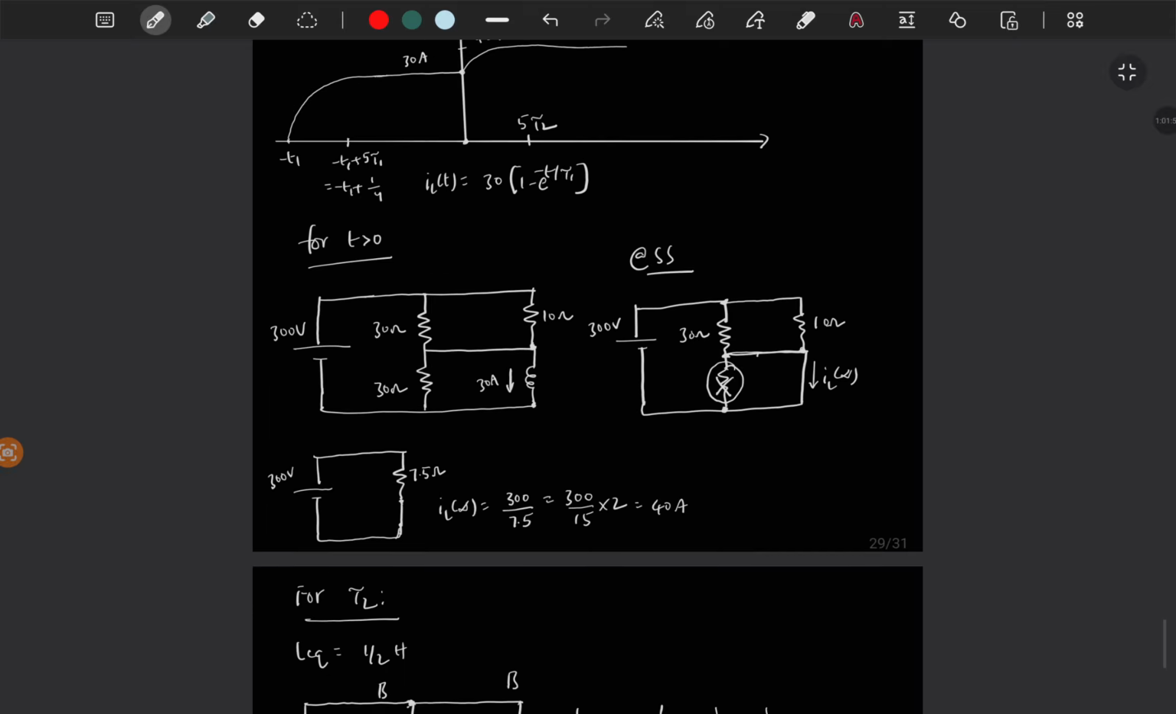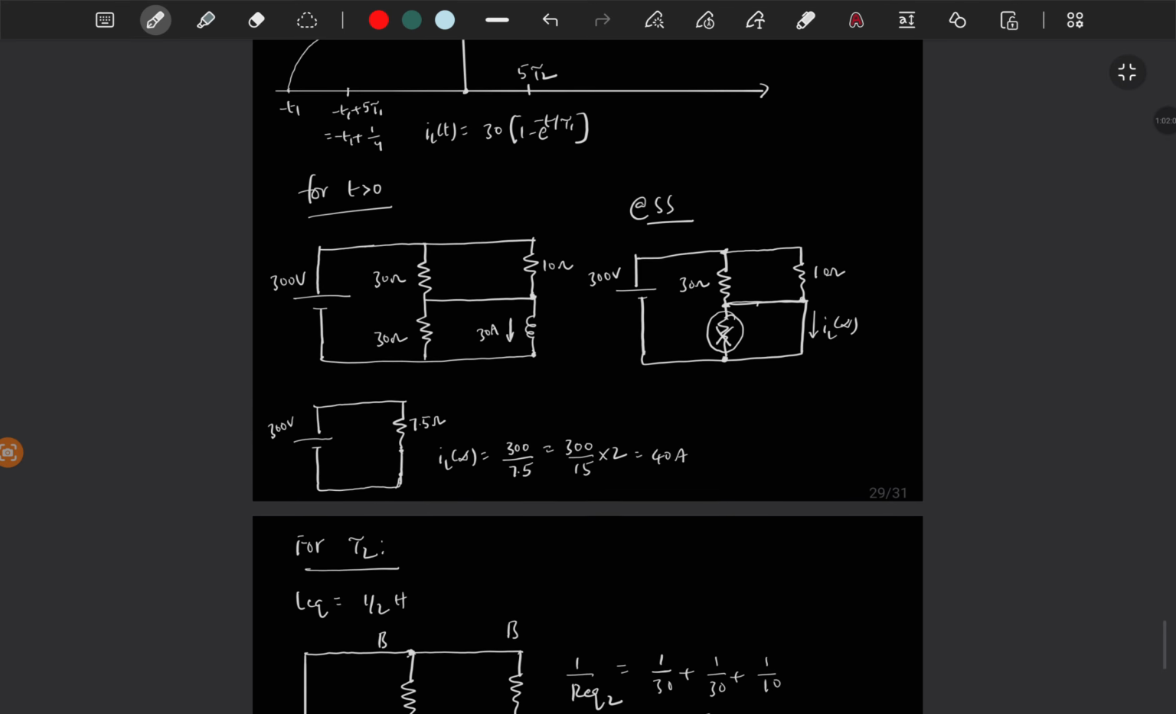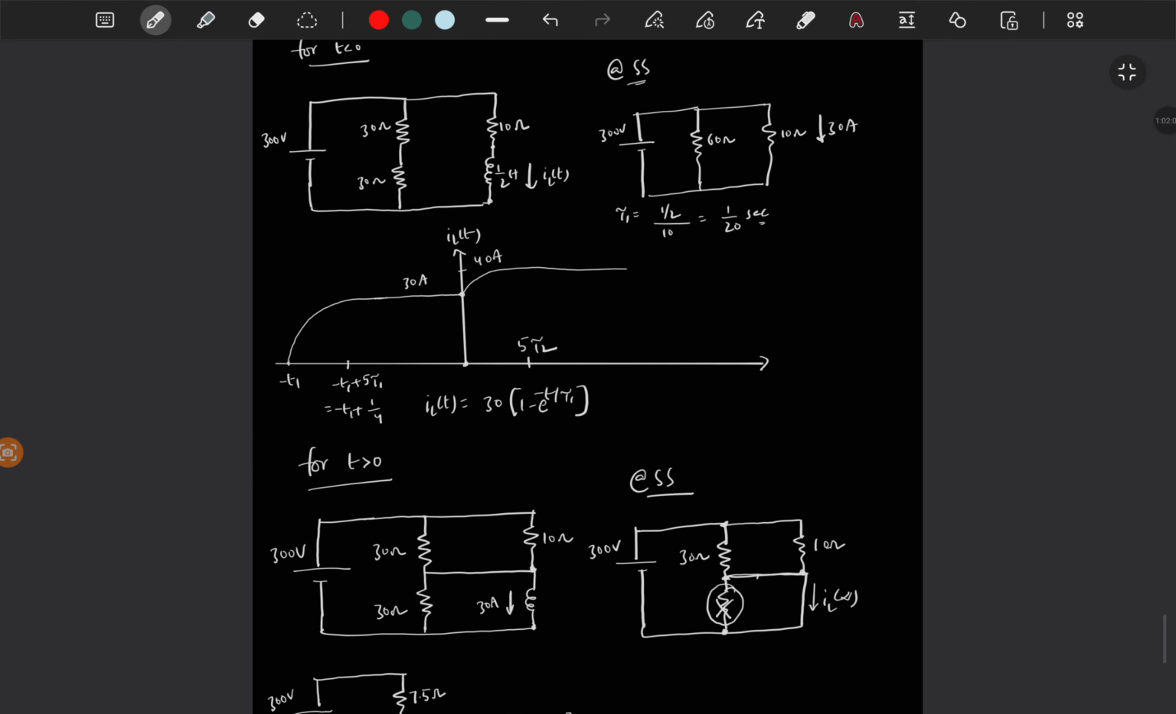So you have to find V of t now. So V of t is simply, did we write this equation? No. So I am writing this equation, which is, if this waveform is there from t is equal to 0, then you will get 30 times 1 minus e power minus t by tau u of t.